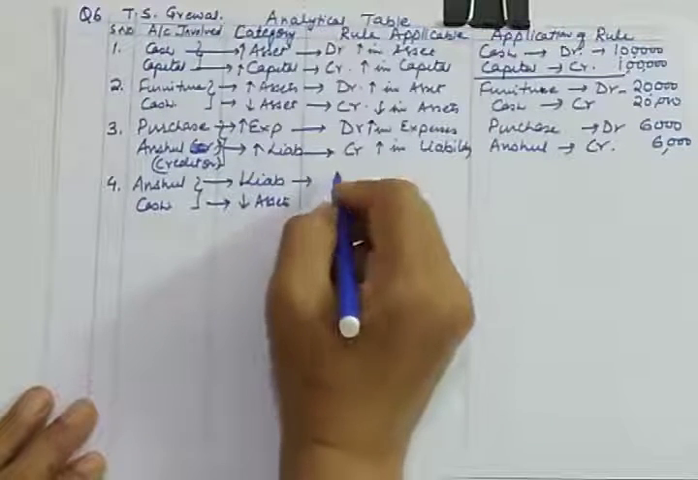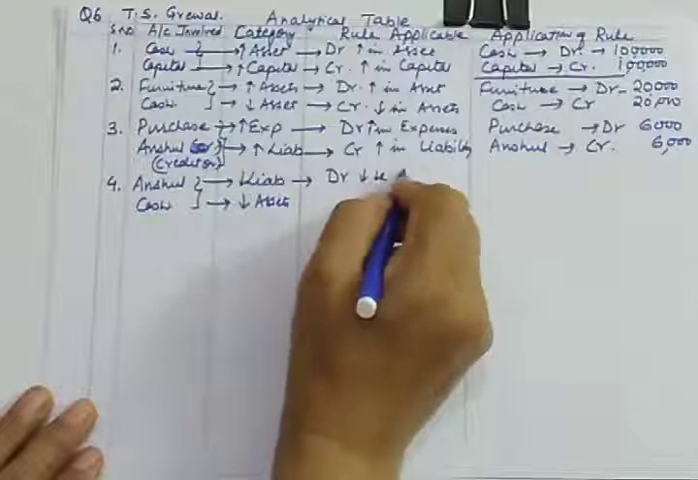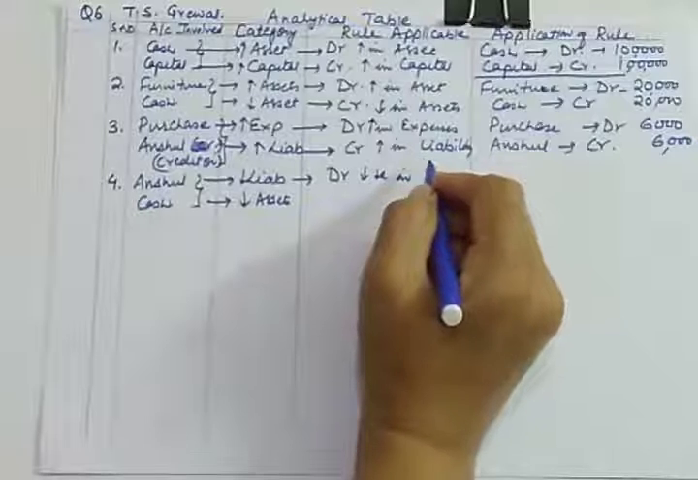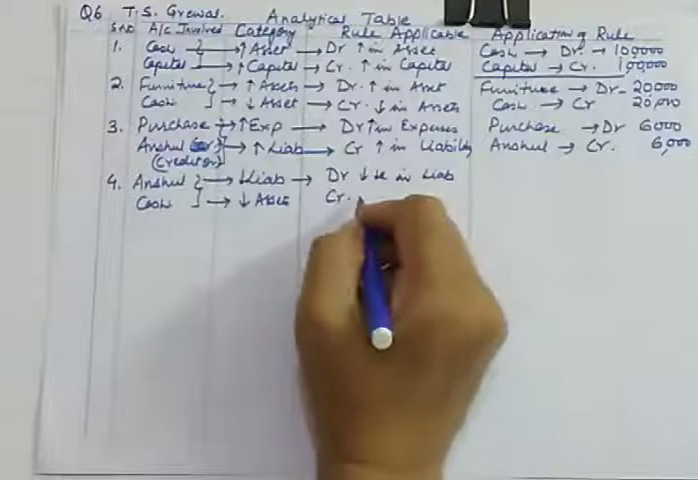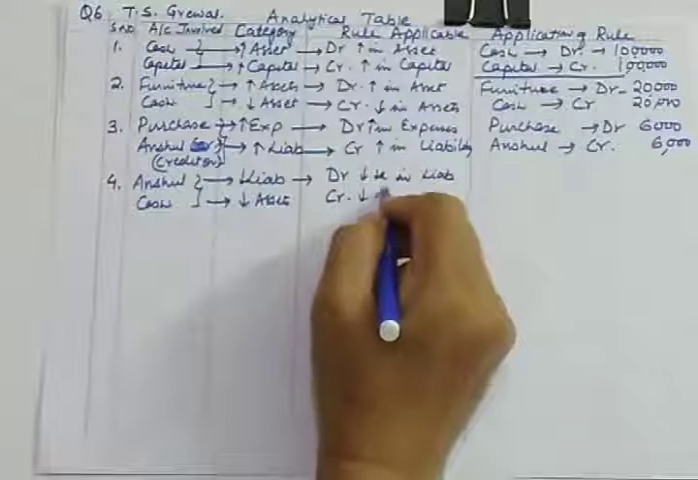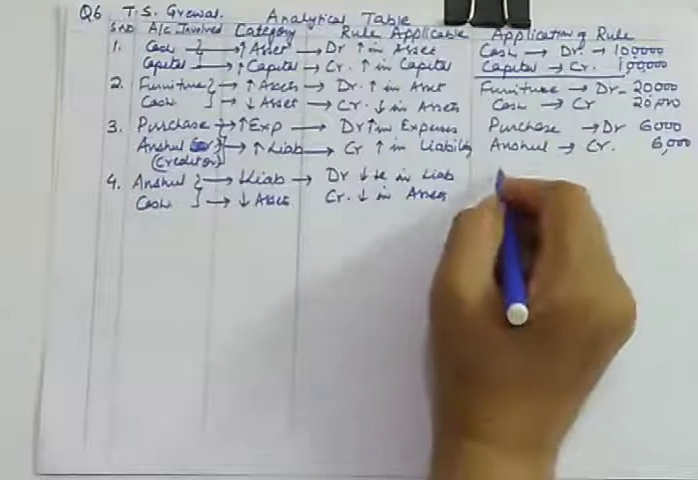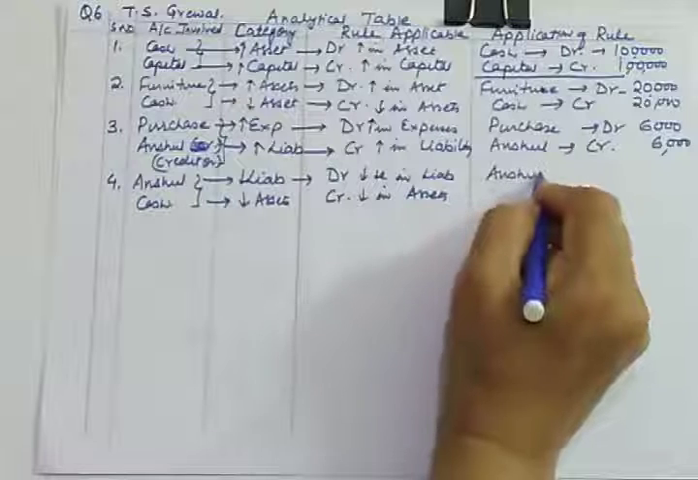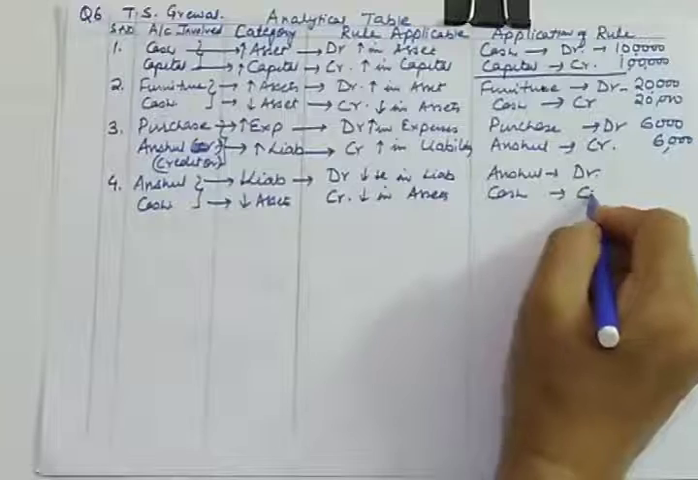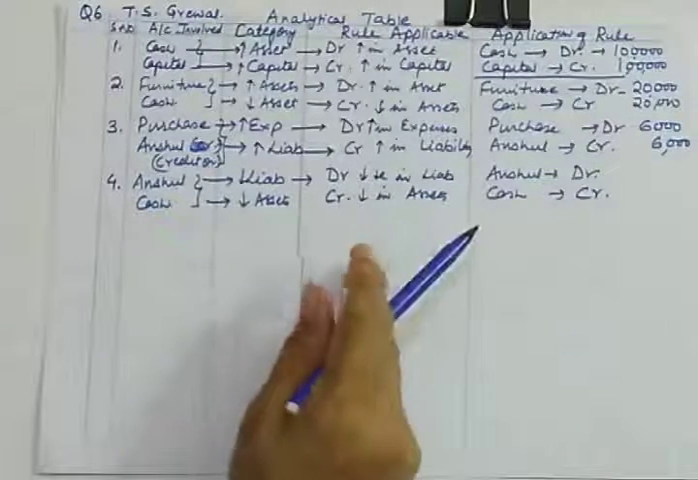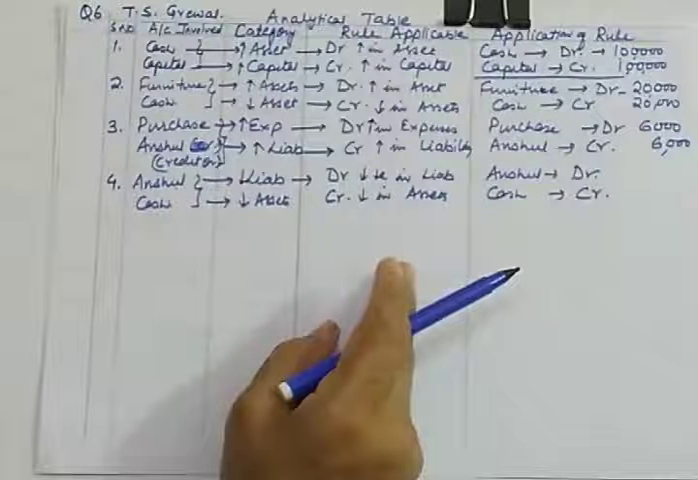Decrease in liability is to be debited. So debit, decrease in liability, and credit, decrease in asset. And connect this with this. So Anshul will be debited and cash will be credited. I hope you are getting this analysis. This analysis will make your foundation very strong, I am telling you.